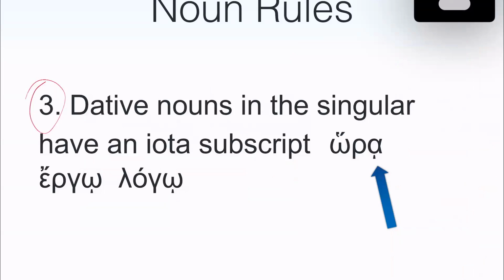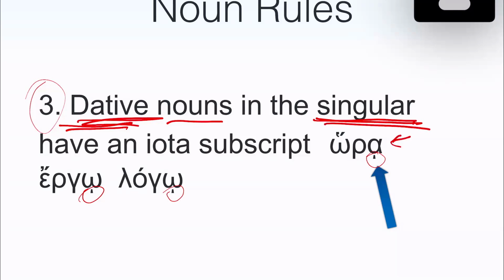The third rule that I think is really helpful is that nouns in the singular dative will always have this iota subscript. So when you see that little dash underneath your vowel, then you know that this is dative singular. It can only be dative singular. But remember, when you saw the pattern, hora looks very similar to hora with the iota subscript. And so you've got to pay close attention when you see that iota subscript. So it's a good indicator, but you've just got to pay really close attention to it.